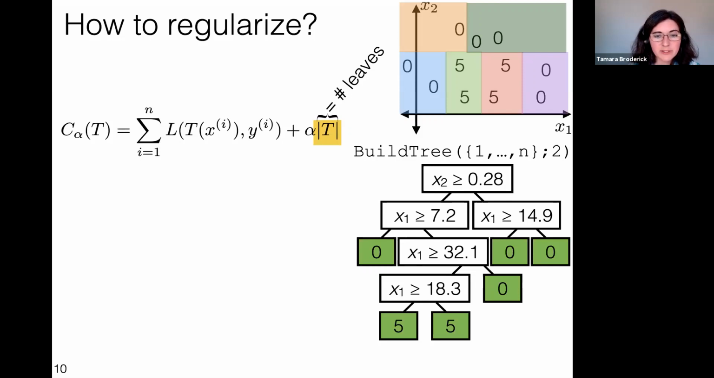Okay, so what would happen if we looked at our tree over here and we did this trade-off? Let's call this the cost complexity of a tree T. This is often what it's called. It's again very similar to the objectives we've seen before.